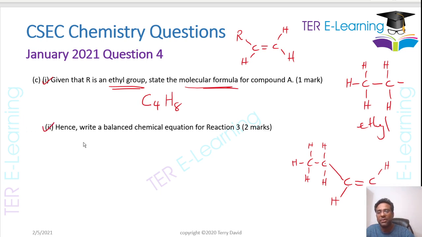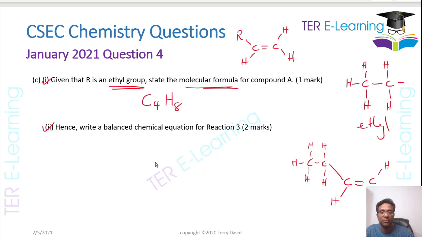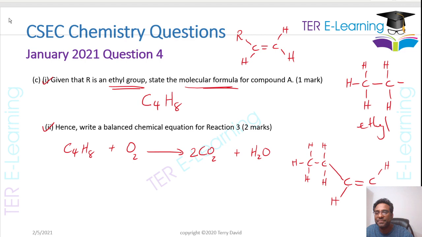And then the last part: hence write a balanced equation for reaction 3. Reaction 3 here is my combustion. So all we're going to do is say C4H8 plus oxygen, because it's a combustion reaction, and I'm going to get carbon dioxide, that's CO2 gas, plus H2O. Now, let's see if you can balance this. You have 4 carbons on the left.